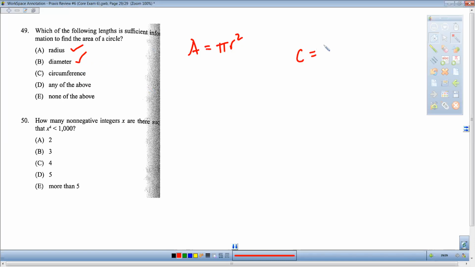If you had the circumference, if you only knew the circumference, then you could, let's say the circumference was 10, you would be able to find the radius, which means any of the above, D, would be correct.